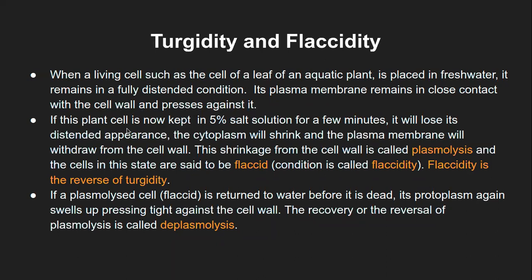Now opposite to that is flaccidity. So if the plant cell is now kept in 5% salt solution, this was kept in plain water, that is, the leaf of an aquatic plant, that means the water has no solute concentration, that is assumed. But on the contrary, if the plant cell is kept in 5% salt solution, that is, the outside concentration is higher than inside the leaf cell, for a few minutes, it will lose its distended appearance and the cytoplasm will shrink and the plasma membrane will withdraw from the cell wall.